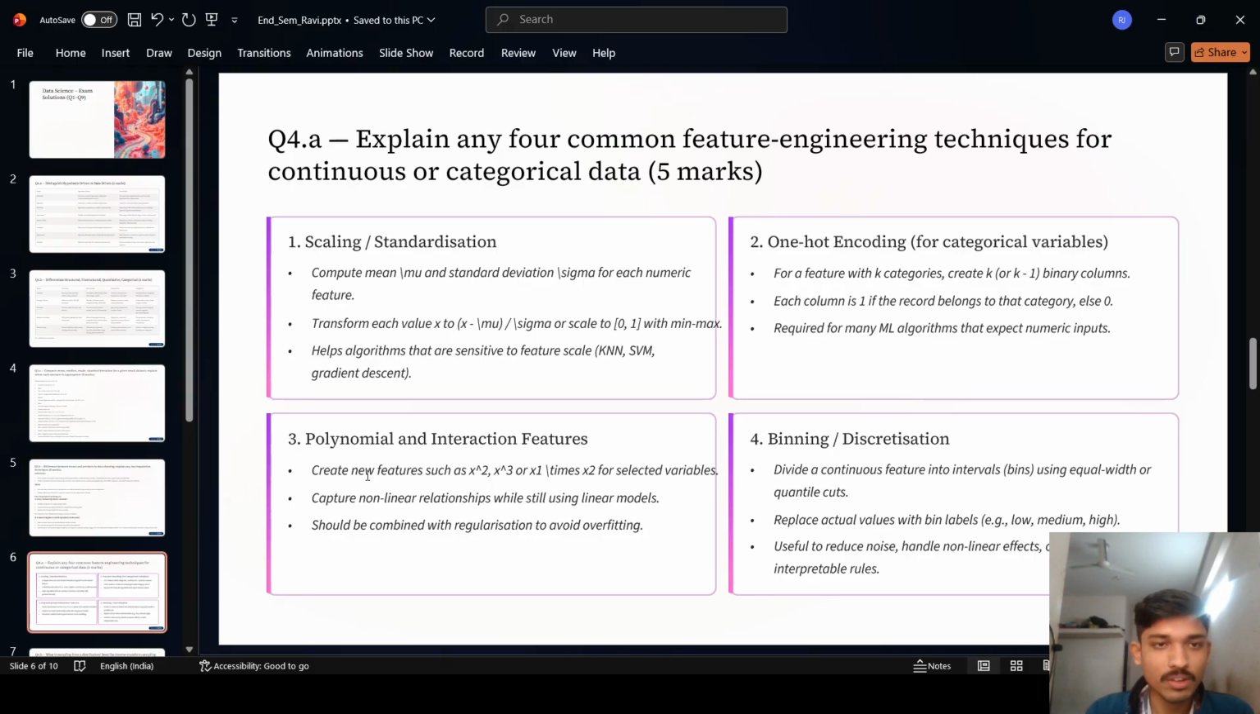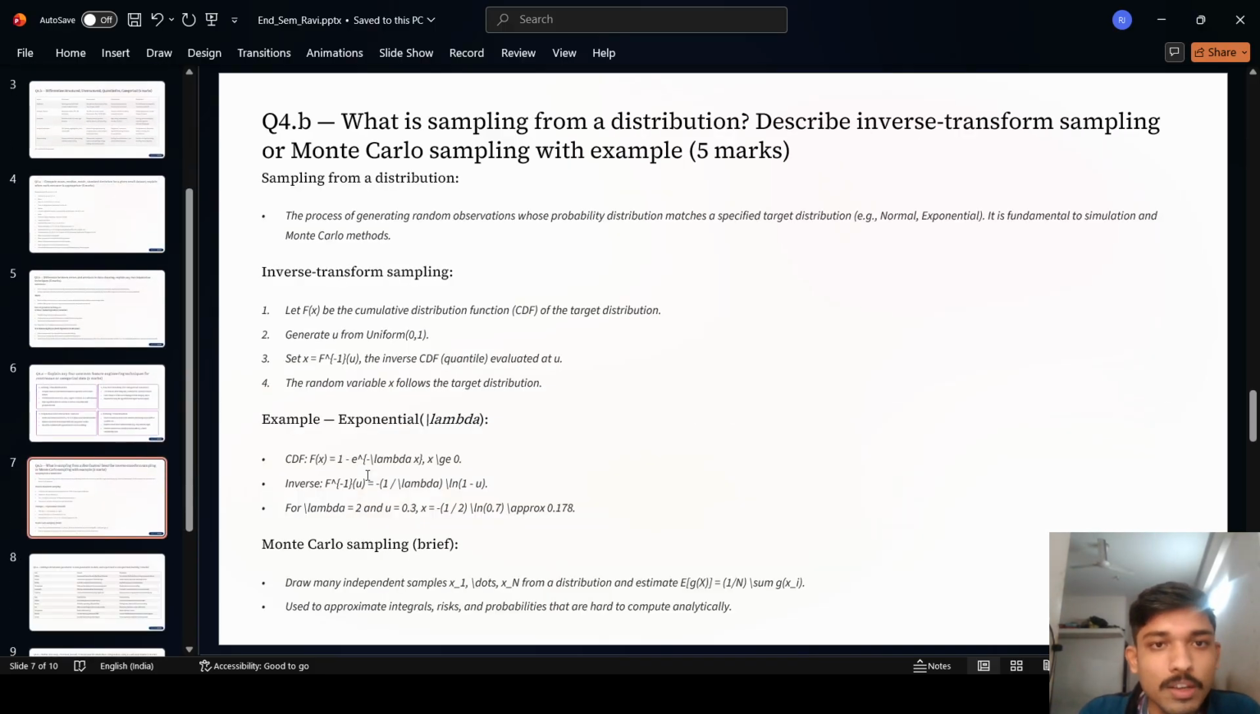So this is all. Now let's see the fourth B part. What is sampling? From a distribution, describe inverse transform sampling or Monte Carlo sampling with examples. So what is sampling? The process of generating random observations whose probability distribution matches a specified target distribution. Example: normal, exponential. It is fundamental to simulation and Monte Carlo methods.